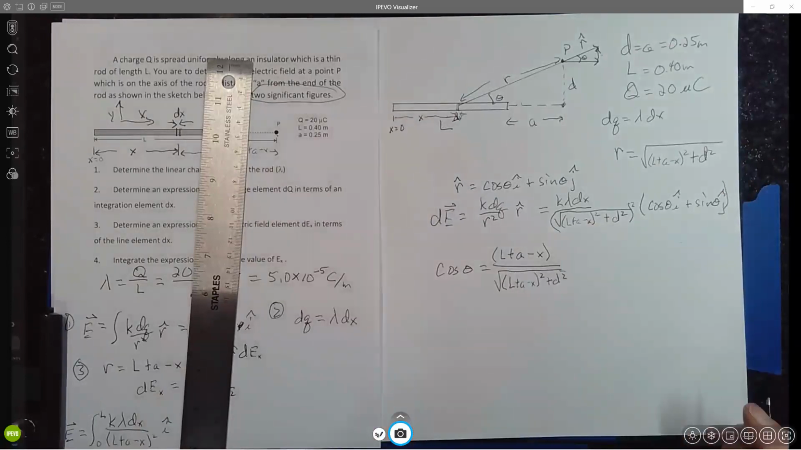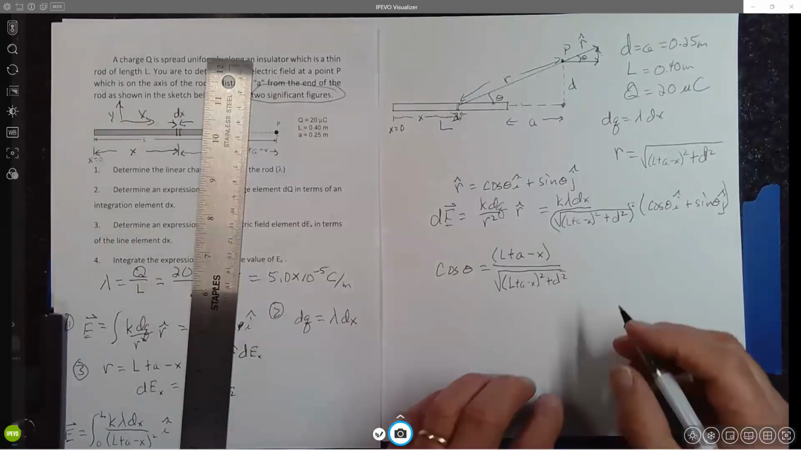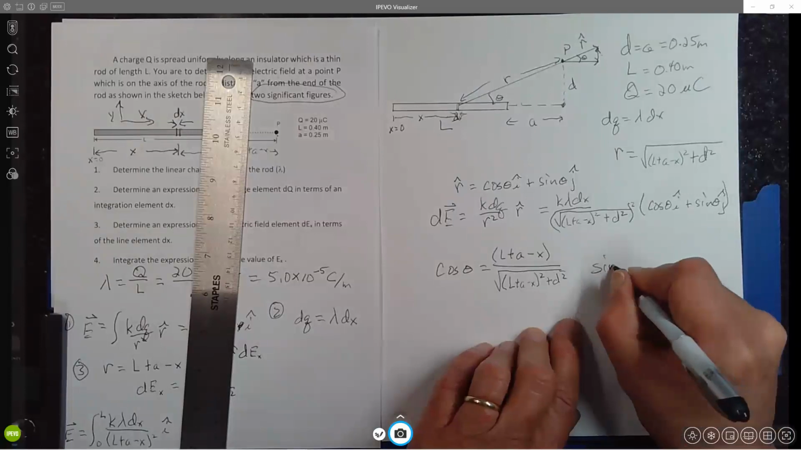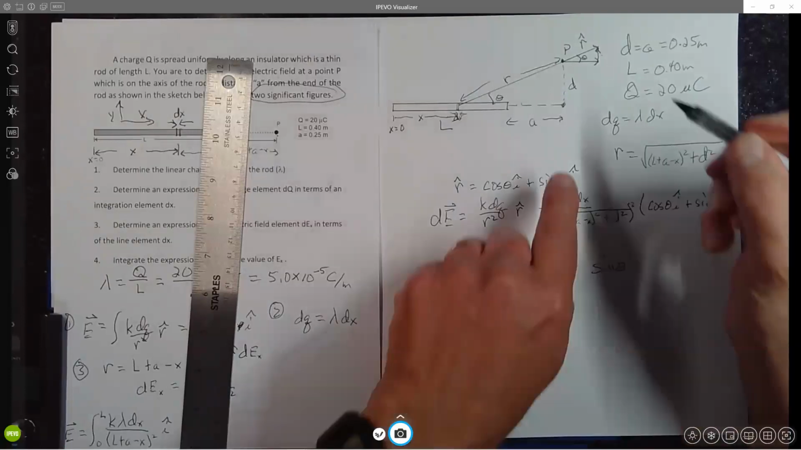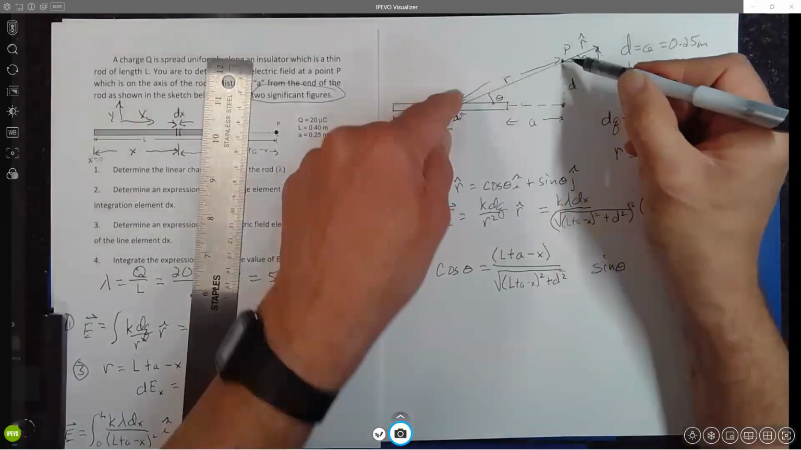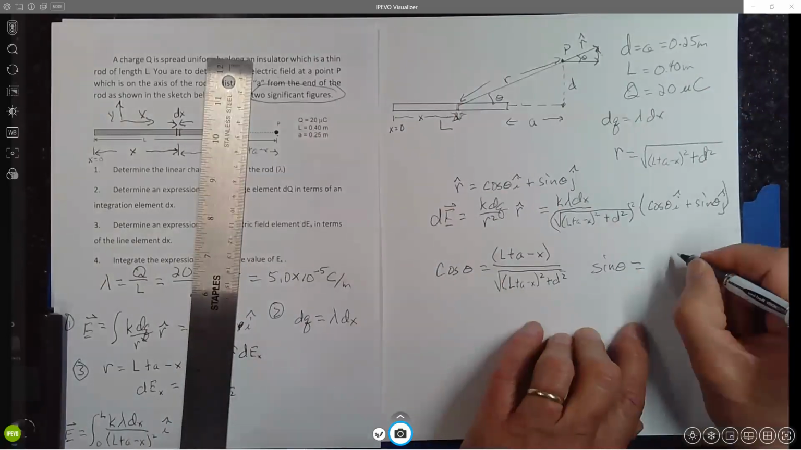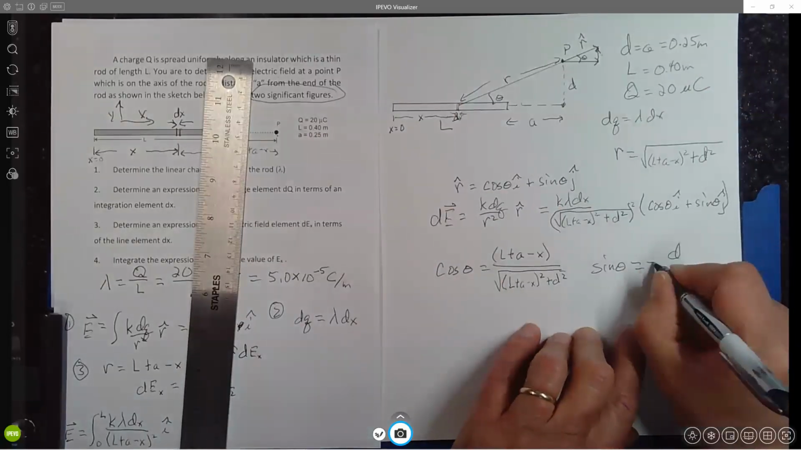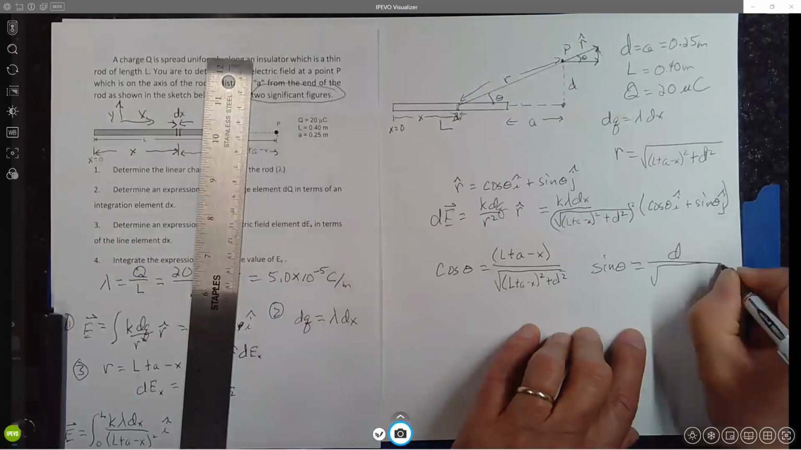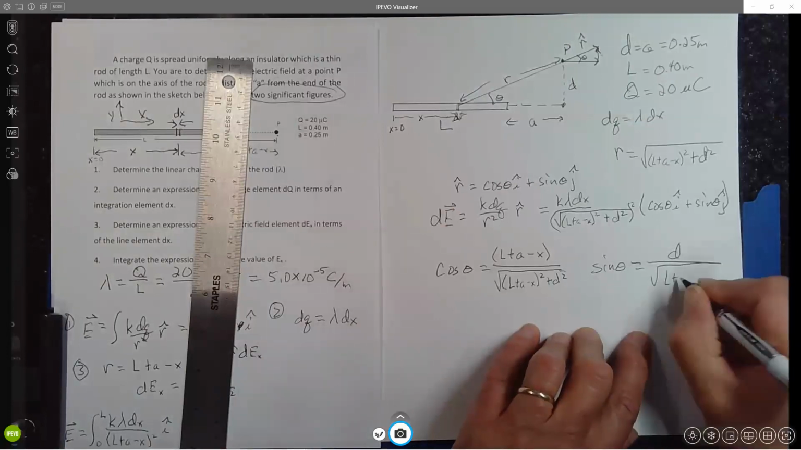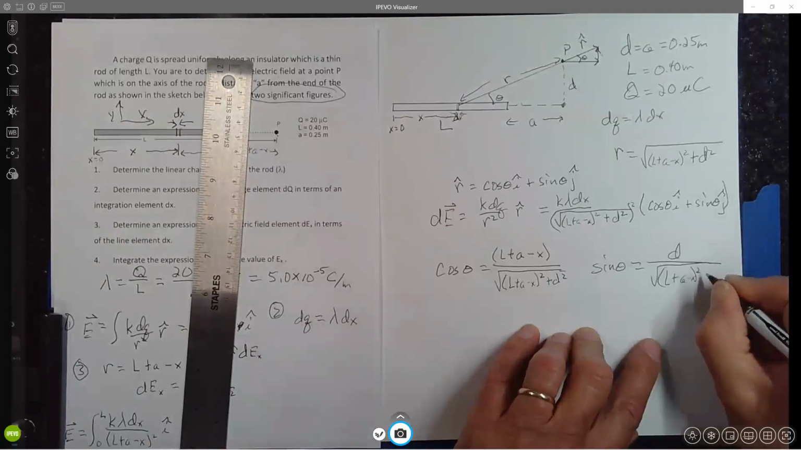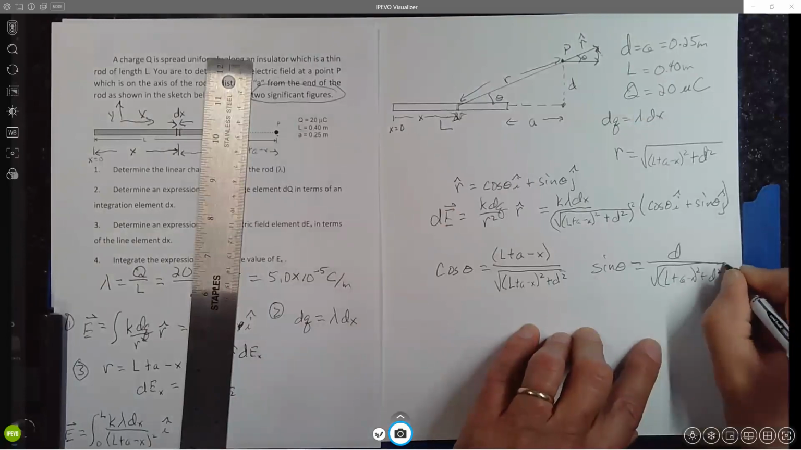And let's see, where else are we going here? I think that's the cosine of theta. And then the sine of theta, that's opposite over hypotenuse. It's going to be d divided by that thing. So it would be d divided by the square root of L plus a minus x quantity squared plus d squared.